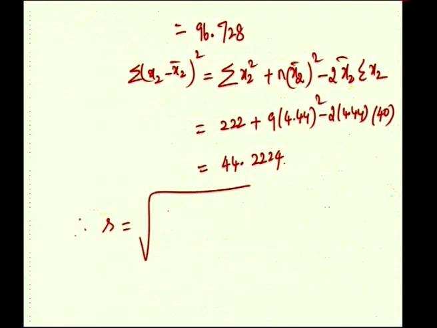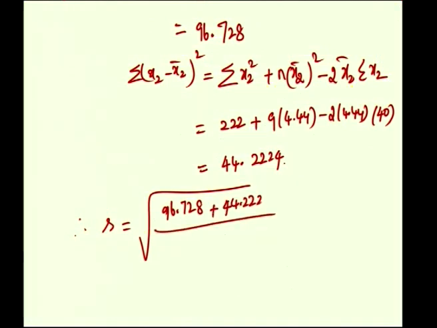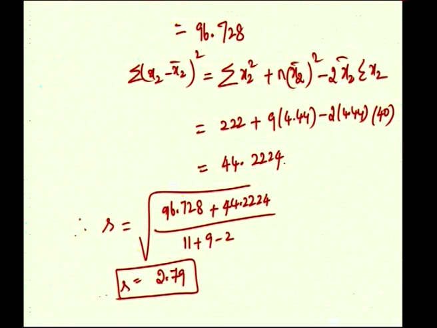Now, substitute all these values in S. Therefore, S is equal to 96.728 plus 44.2224 divided by n1 is 11 plus 9 minus 2. This is equal to 2.79. So, S is equal to 2.79.